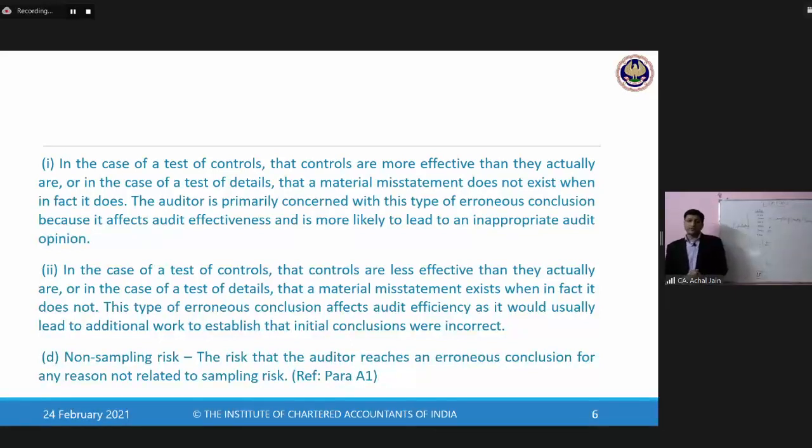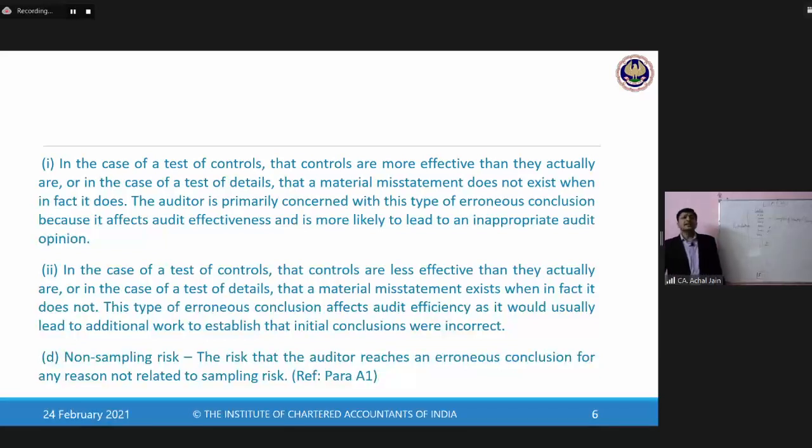Another type of error which is possible is in case of test of controls, controls are less effective than they actually are, or in case of test of details, material misstatement exists when in fact it does not exist. This type of erroneous conclusion affects audit efficiency, as it would usually lead to additional work to establish that initial conclusions were incorrect.